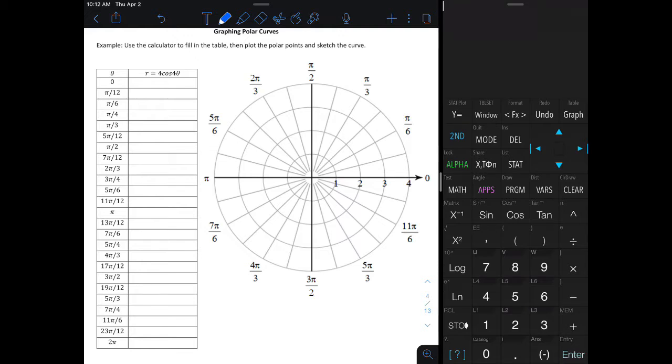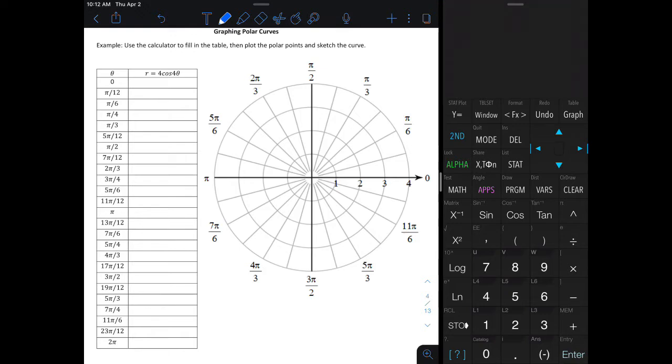Now, we could always plug in the values for theta and try to use some unit circle intuition to help us get the R values and to plot the curve. My table's pretty large here. For every grid line there is on this polar grid, I have a theta value for it, so that way we can fill in the table and we can plot.